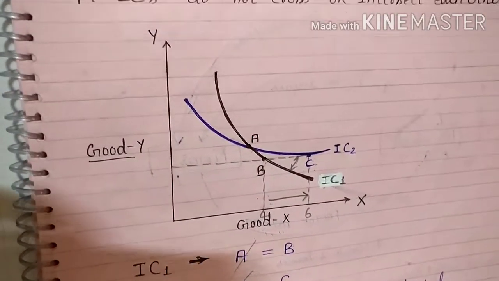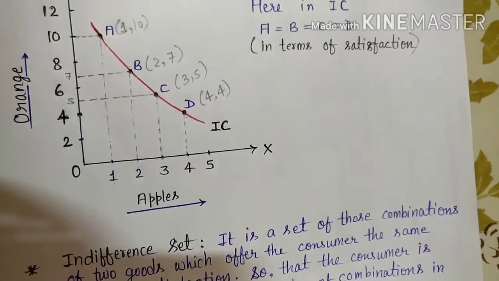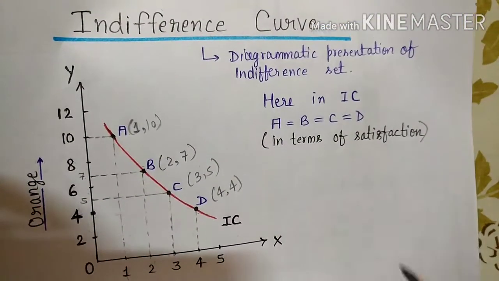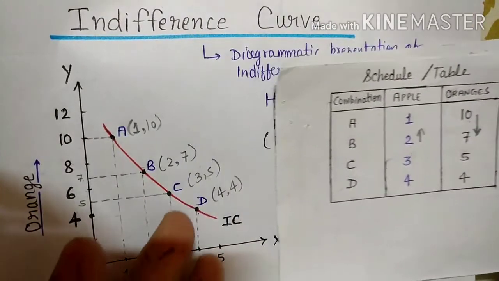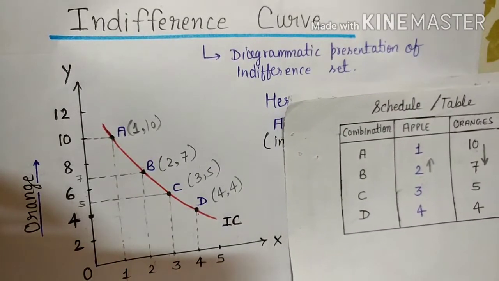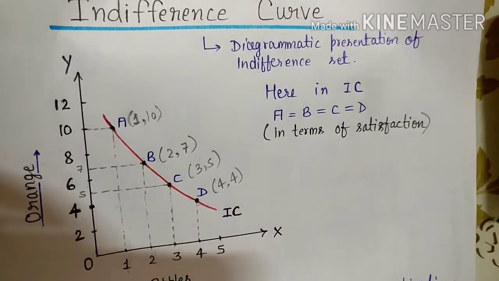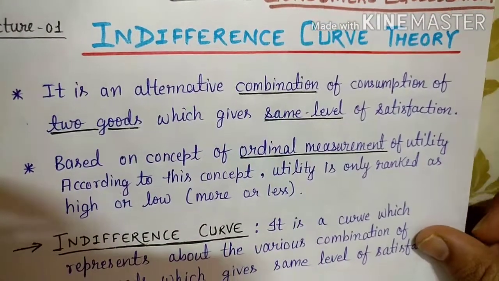So here we have completed all the indifference curve properties. I have explained clearly the indifference schedule. This is the diagram, and this diagrammatic representation is also called the indifference set. So here we have completed our first lecture about consumer's equilibrium and indifference curve.